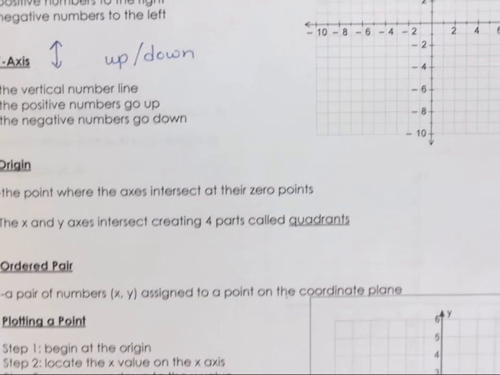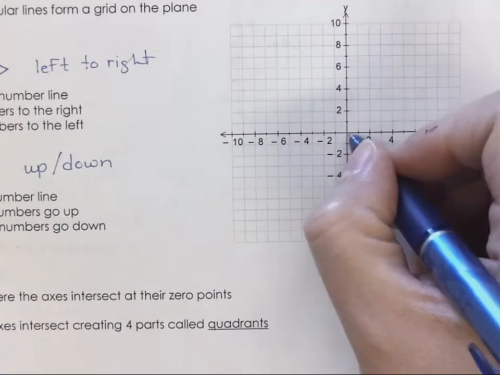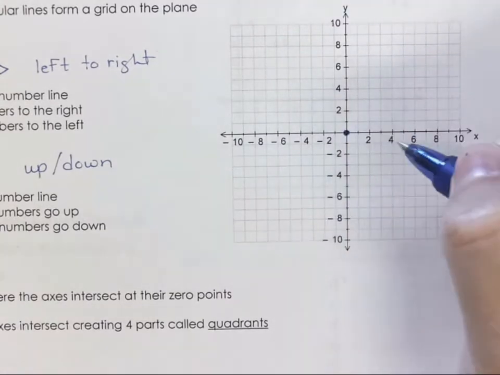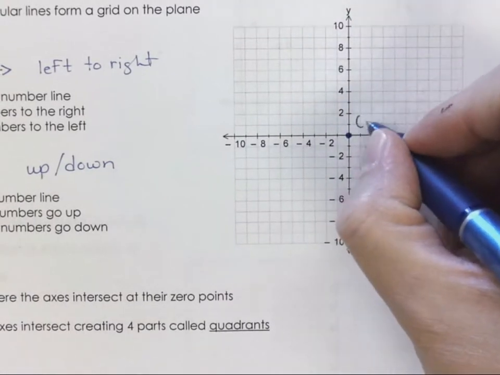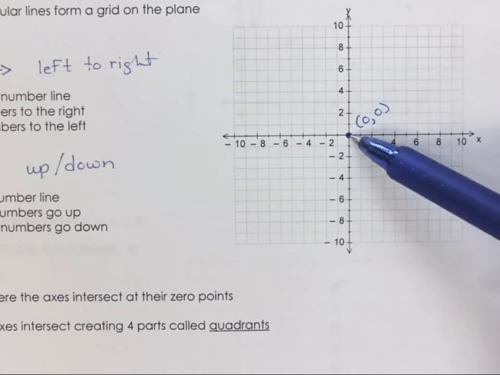Okay, so the next part is the origin. Now the origin is this point right here, and that origin has a coordinate pair of 0, 0. And in a second I'll talk about coordinate pairs. Kind of looks like some eyes with a nose. But what it's saying is that this is where everything starts. It starts at 0x and 0y.